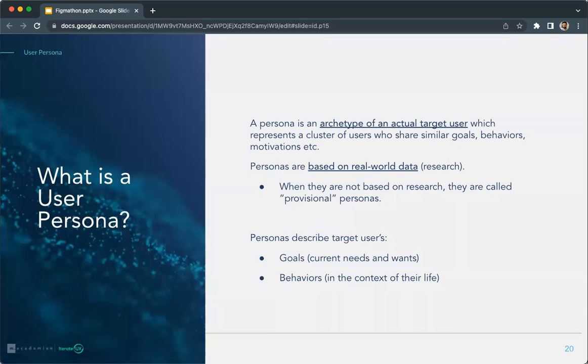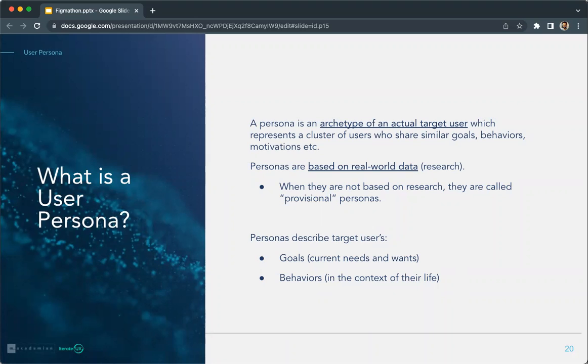So what is a user persona? A user persona is basically an archetype of an actual target user, which represents a cluster of users who share similar goals, behaviors, motivations, etc. And as I said, these personas are based on real world data, actual research that you do when you go out there. But you can create provisional personas, and that's an activity you can do once you've defined your problem, to put in context who you are designing for.